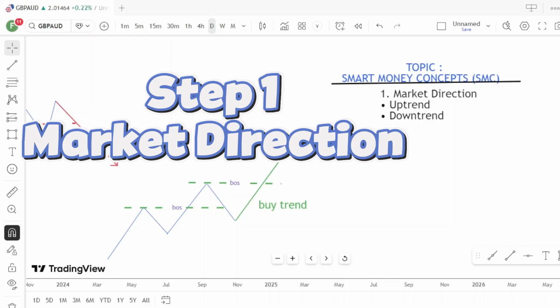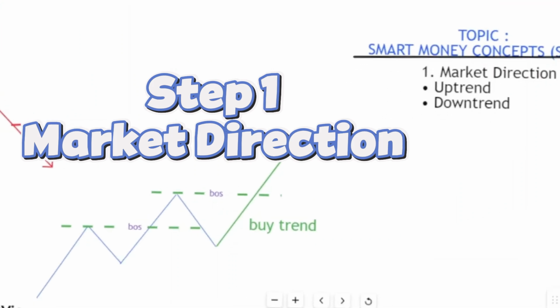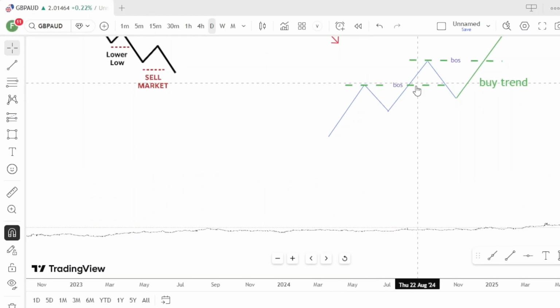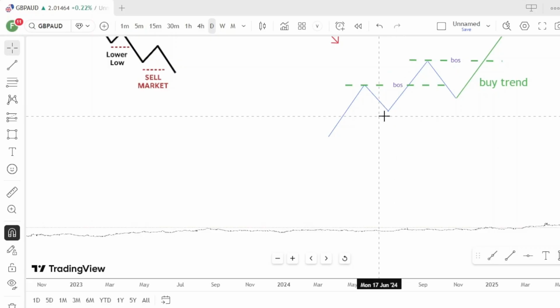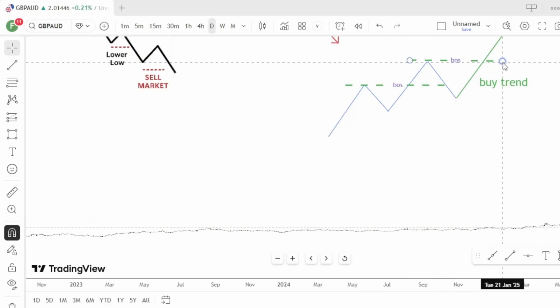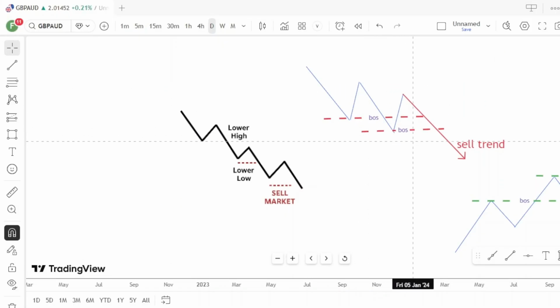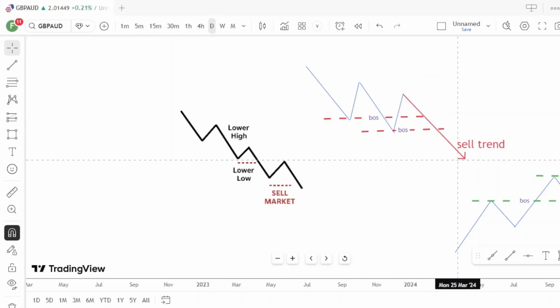Is the market trending up, trending down, or even ranging? If price is making higher highs, breaking structure to the upside, higher lows, and the lows are not taking out the next support, then the market is in an uptrend or a buy trend. If price is making lower lows, lower highs, breaking structure to the downside, BOS to the downside, that means the market is in a downtrend or sell trend.